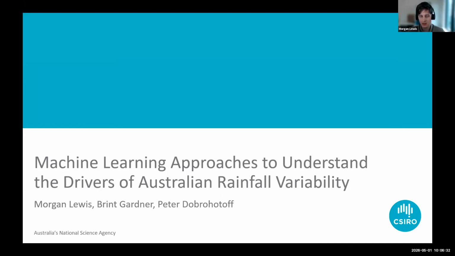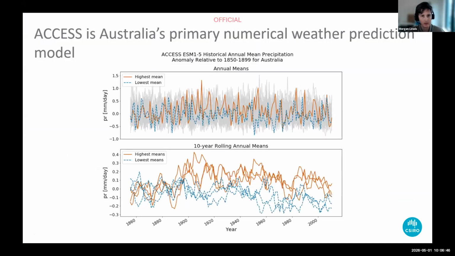Yes, so as they both said, this was a collaboration project in the scientific computing team between myself, Brent, and the researcher Peter Dobrohoff, who works primarily with the Australian ACCESS model. So I'll just give a brief overview for those that have no idea what this is. It stands for the Australian Community Climate and Earth Systems Simulator. So it's Australia's national modeling system used to simulate our weather and climate and Earth systems across various timescales.